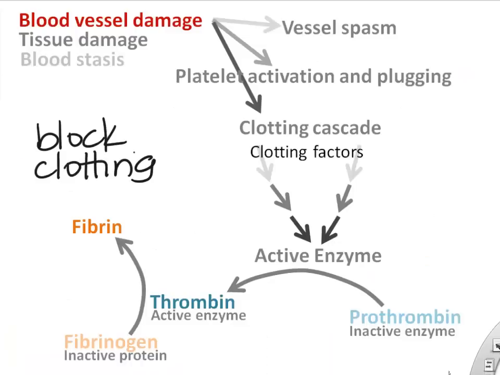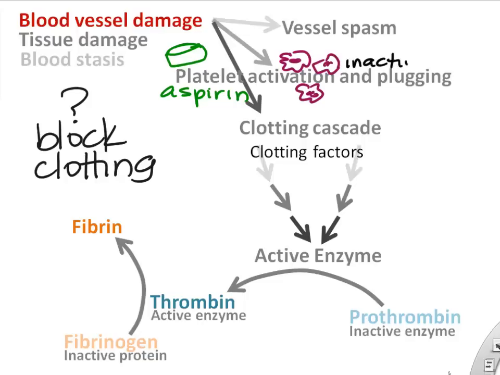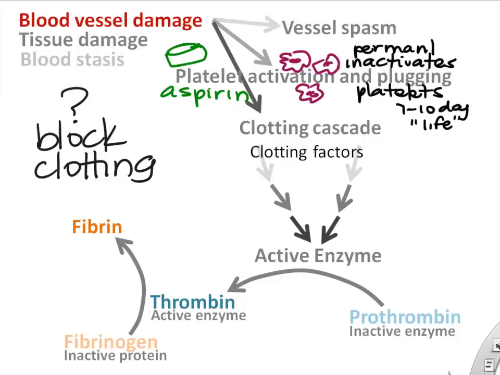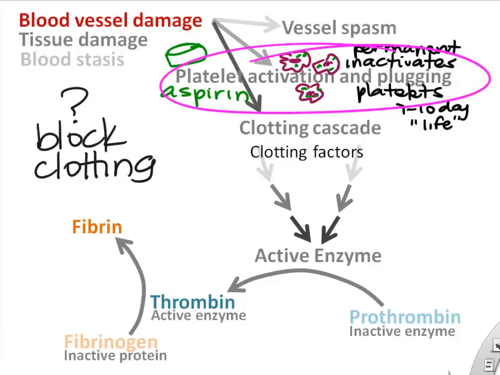What if you want to block clotting? An easy way to prevent clotting or to reduce clotting is to take a daily aspirin. A daily aspirin causes permanent inactivation of platelets for their 7 to 10 day lifespan. And so aspirin actually helps prevent or reduce clotting by reducing the number of activated platelets.